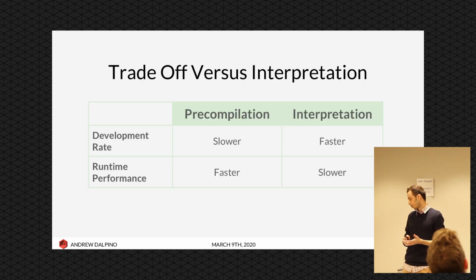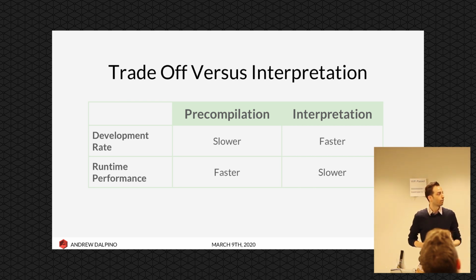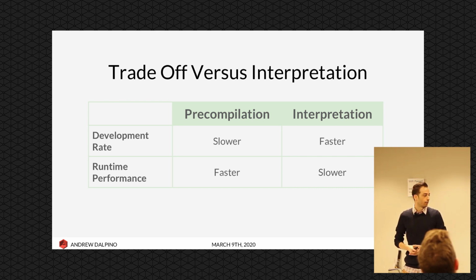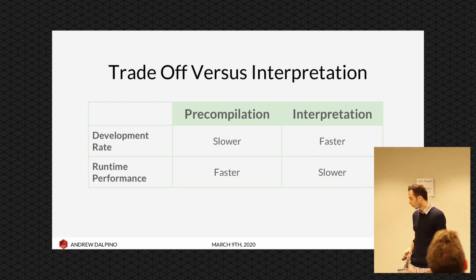So what are some of the trade-offs, pre-compilation versus interpretation? One of the biggest things with interpretation is that our development rate is fast. We can literally just run the change the second that we make the change and see the results. Whereas with pre-compilation, we have to take the extra step to compile the code into a binary. But we get better runtime performance. So there's this sort of inverse relationship between the two.